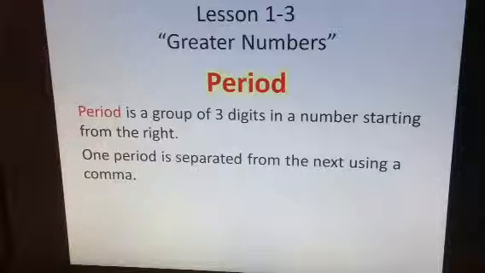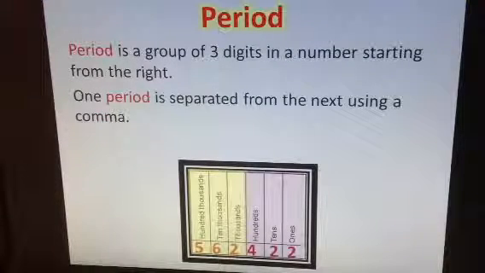One vocab word for this lesson is period. When we talk about the word period in math, we mean a period is a group of 3 digits in a number starting from the right. One period is separated from the next using a comma. On this slide, I've highlighted each period in the number 562,422. The thousands period is highlighted in yellow, and the ones period is highlighted in purple.